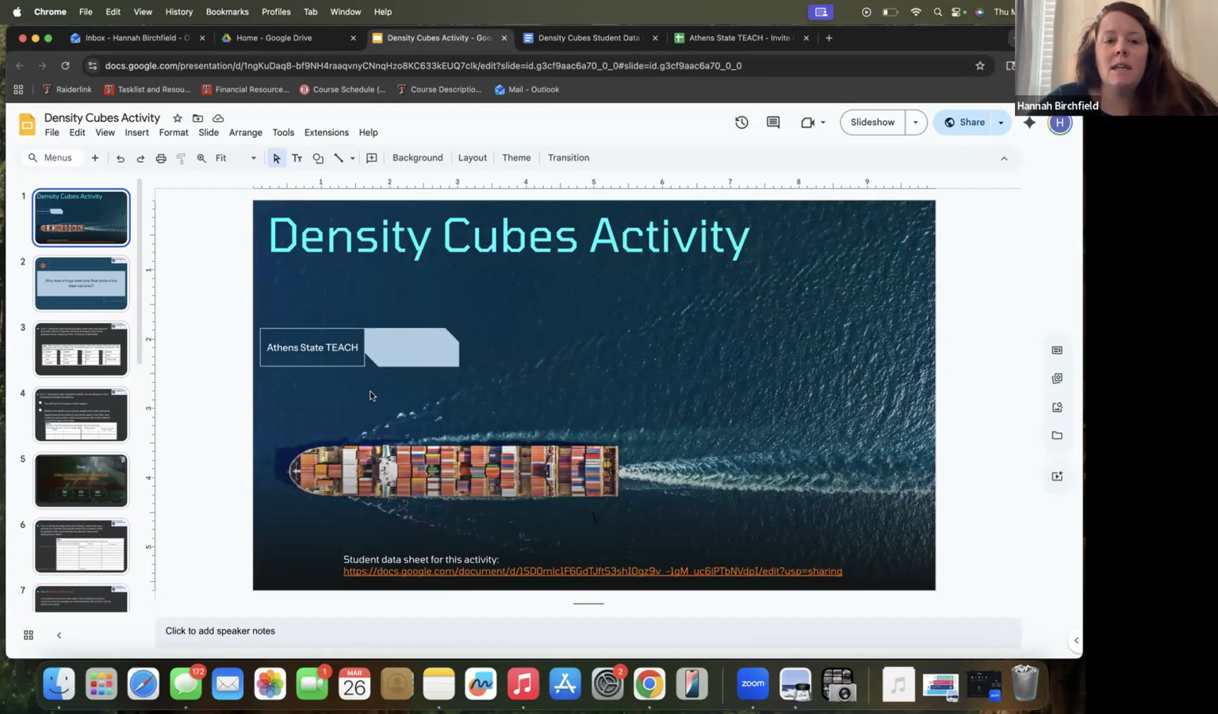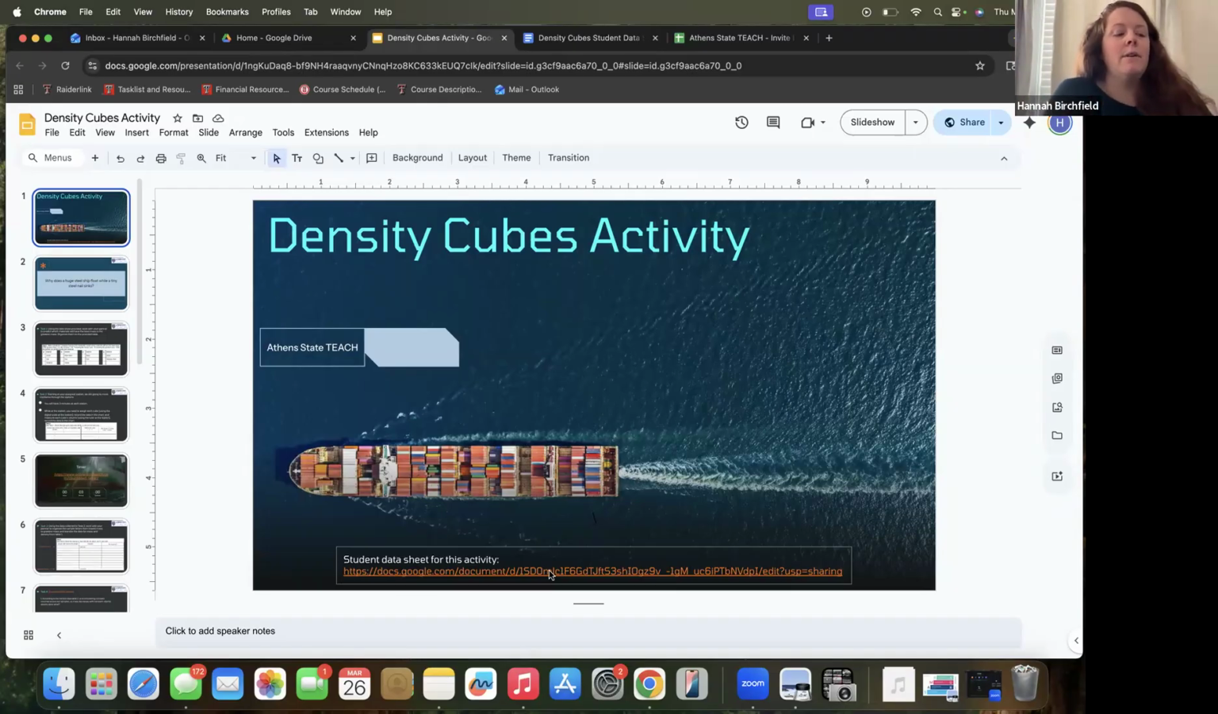So this is that first slide, density cubes activity. I would have this displayed on the board when students were coming into class. This has our data sheet for this activity, and I'll reference that. These will be printed in your student set that you bring home. When you come to class, I'll give you a set of those sheets already printed.